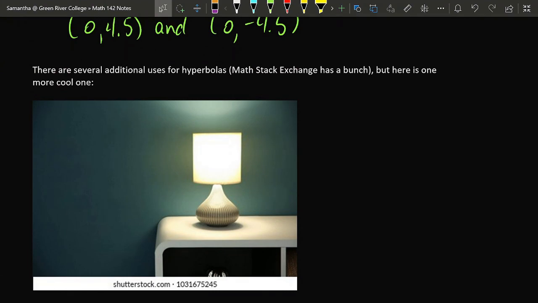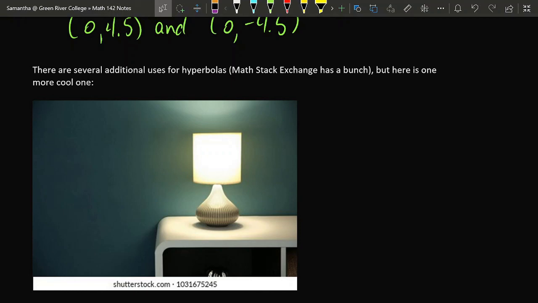Now I have focused on my personal favorite applications of these two conic sections, which are space related, because space is awesome. But these are not the only applications of ellipses and hyperbolas. If you go to Math Stack Exchange, there are a bunch of archived forum posts with many other applications of these conic sections, which I encourage you to look at if you're interested. Here's one more that I ran across that I thought was kind of interesting.